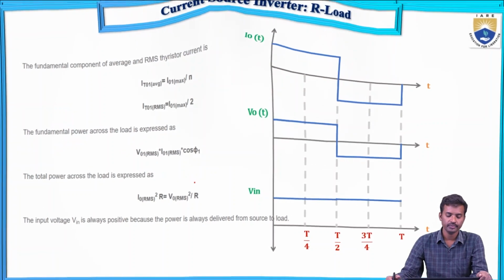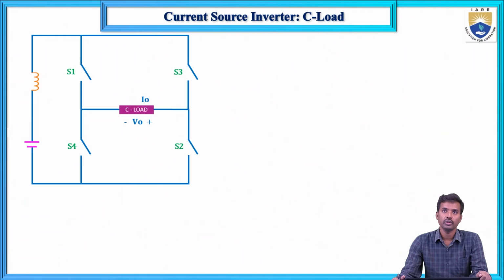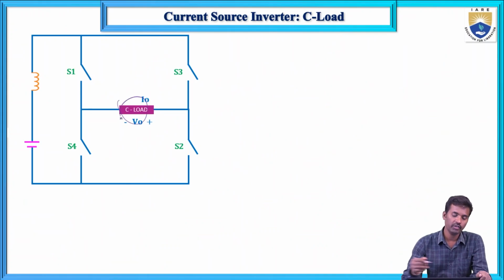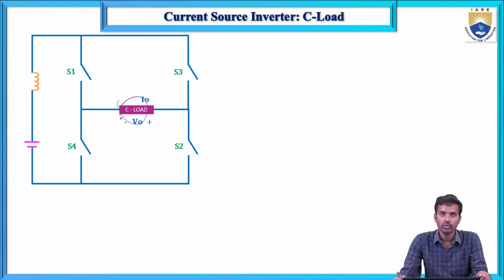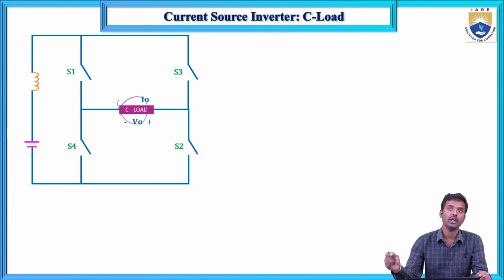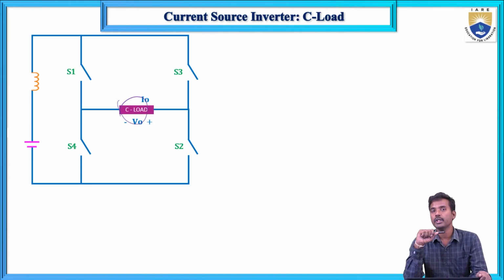And now the C load, the capacitive load. I will tell you the difference. The only difference is that the output current waveform is the same, but the voltage waveform is different for different loads. In a voltage source inverter, the output voltage is the same, and depending upon the load, the current waveform changes. So the R load has a different current waveform, the L load is different, and the RL load is different.